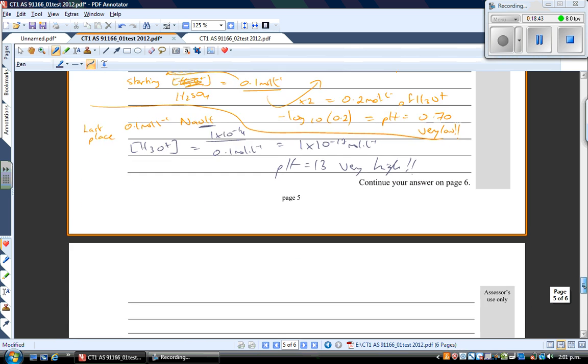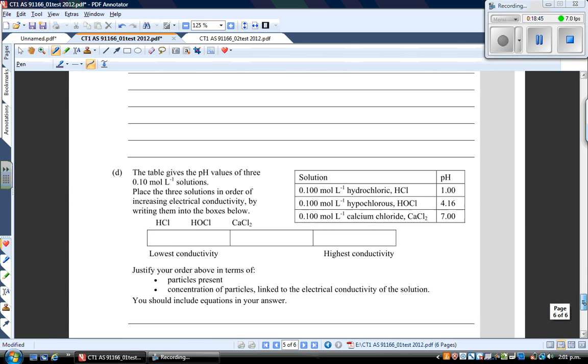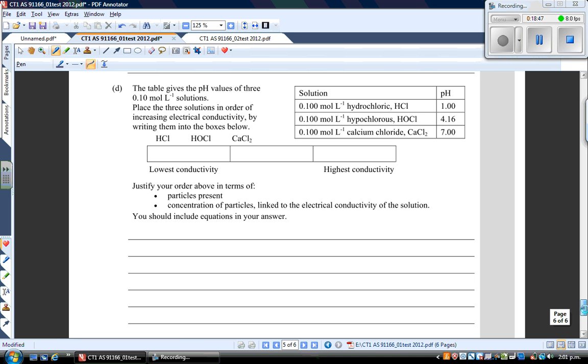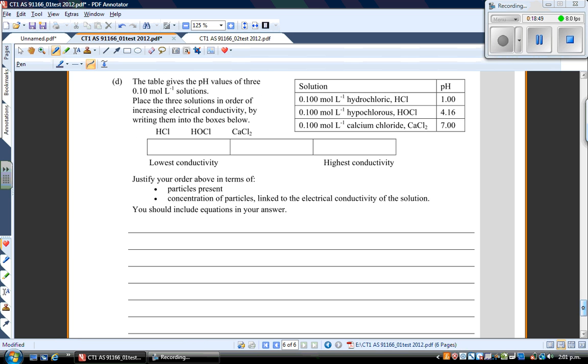The next part of the question, and this is the final thing I'll cover today, is this idea of conductivity, electrical conductivity, and ionic compounds. Anytime you put an ionic compound into solution, you release ions, and those ions can act as charge carriers. So the essence of this question is, the more charge carriers you have, the better the electrical conductivity of the solution formed by that species. So here's the question.